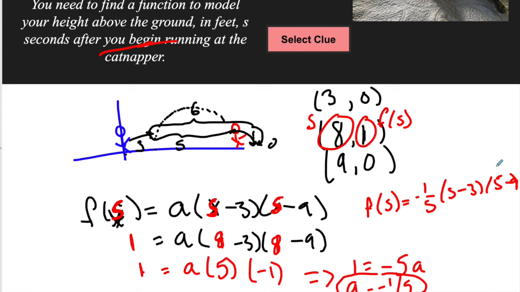Notice that for a parabola, unlike a line where we need 2, for a parabola we need 3. And so these two pieces, again, ensure we hit 3 and 9. And the a being negative 1/5 ensures that when we plug in 8, what we get is 1.